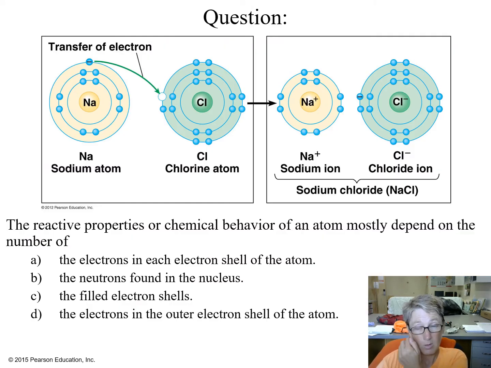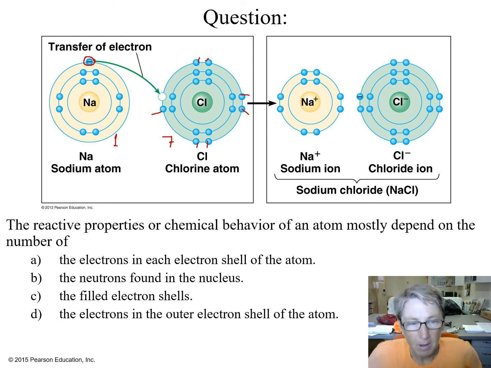Okay, so let's check this out. Here's a question. Well, let's look at the cartoon first. If you are a sodium atom, you've got this 1 electron in your outer shell, and here's the chlorine atom, and it's got 1, 2, 3, 4, 5, 6, 7. So it's got 7 electrons in its outer shell. Sodium has 1 electron in its valence shell.